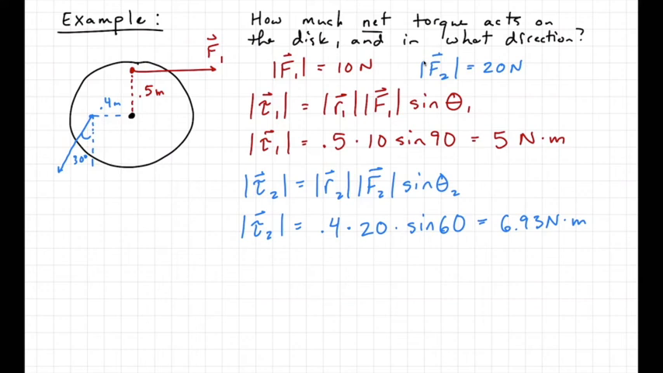So for the first torque, our R vector goes up, our F vector goes to the right. So put your thumb along the R vector, put your index finger along the force vector. And if you want to take a second to figure out which direction the torque should go, you can pause your video. Okay, in this case, the torque vector for the first one goes into the screen.